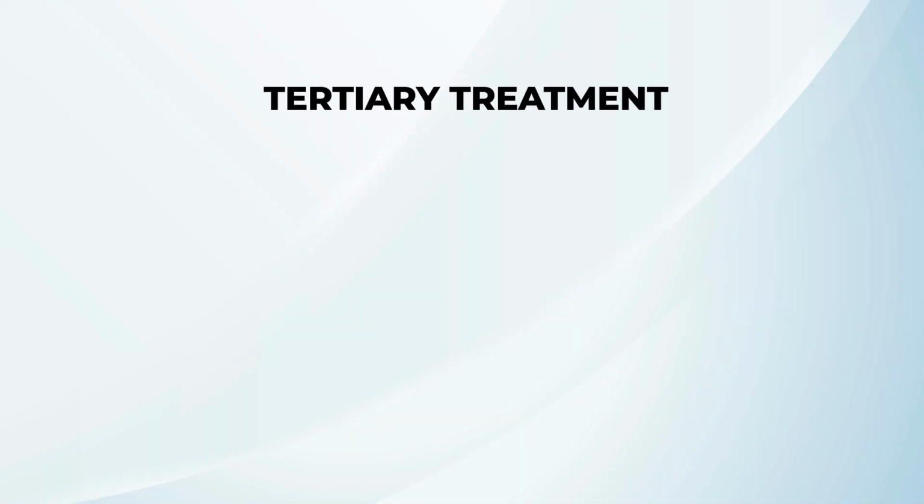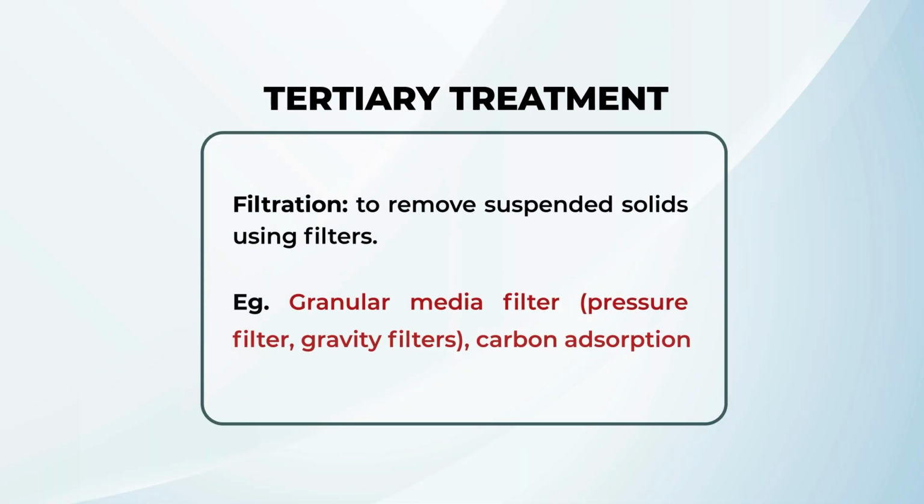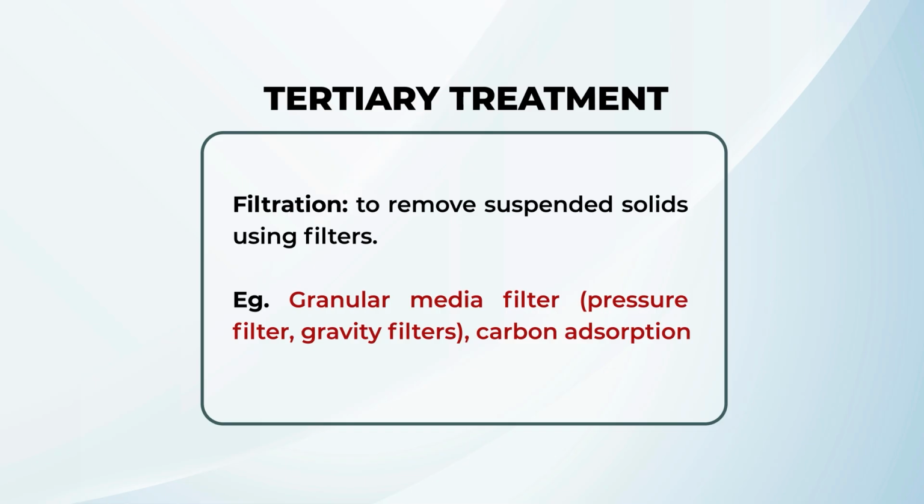So, these are all about the secondary treatment. If the ETP has the facilities for the further treatment of the wastewater, if they have the advanced technologies for the treatment, they can go for the tertiary treatment. Tertiary treatment includes filtration, which helps to remove the suspended solids using different filters. Filters can be granular media filters, which are pressure filters or gravity filters.